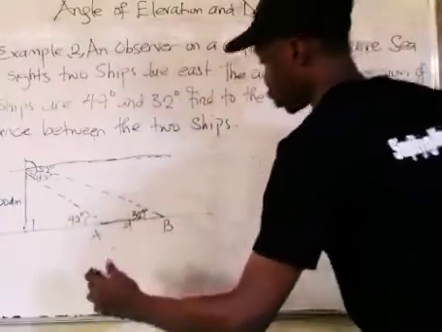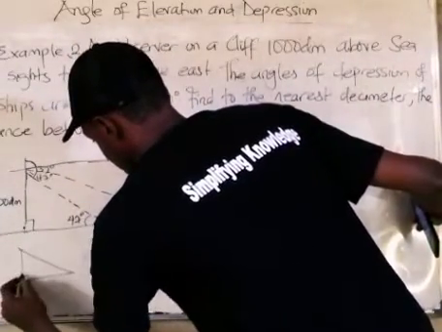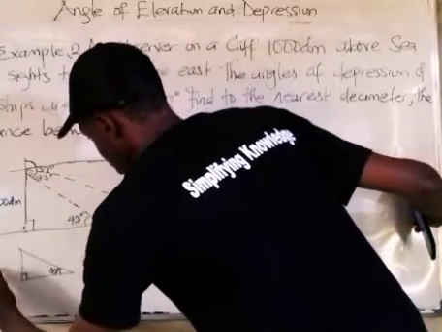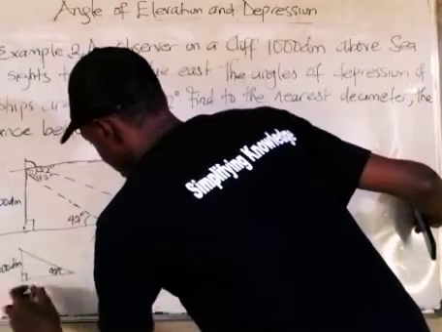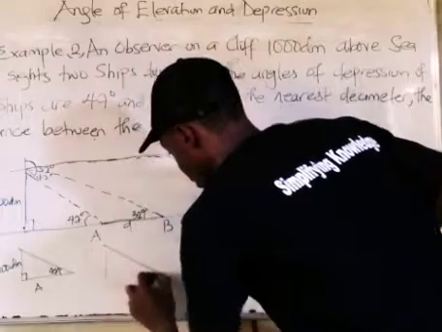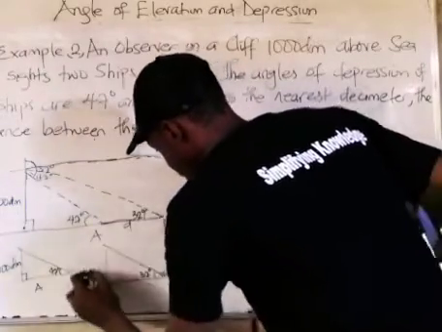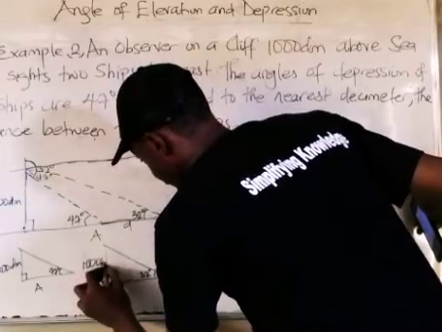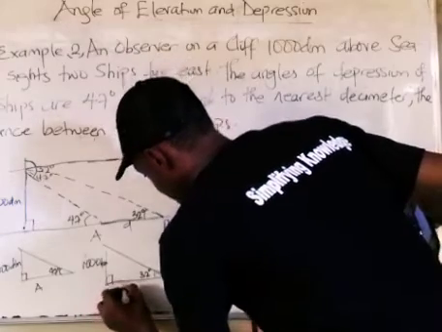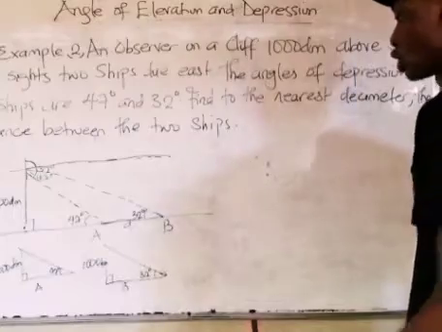So for the first one, the triangle should look like this. Our right angle triangle, this is 47 degrees. This is 1000 dm. And this is the distance we are looking for, A. Then the second one, which is ship B, the angle there is 32 degrees. The height of the cliff is 1000 dm. And this is ship B. So let's calculate.